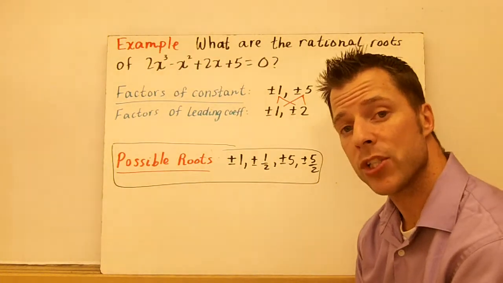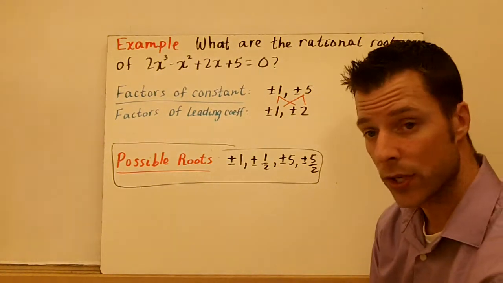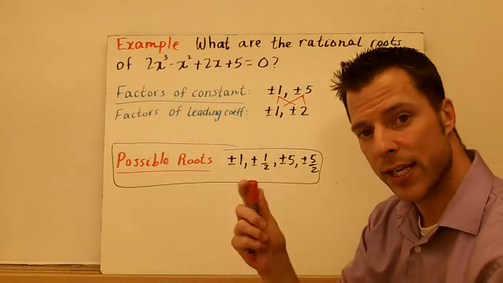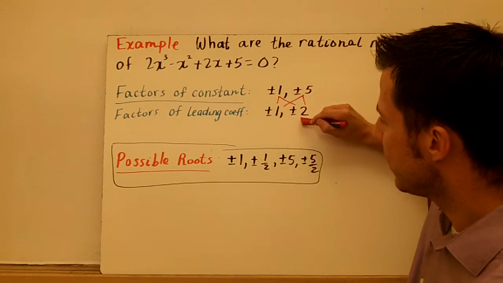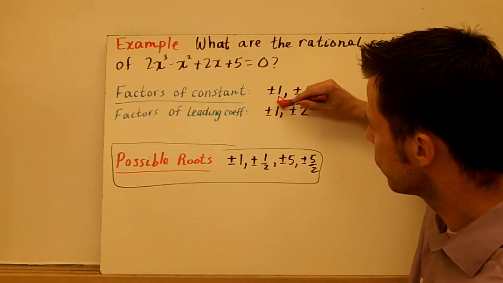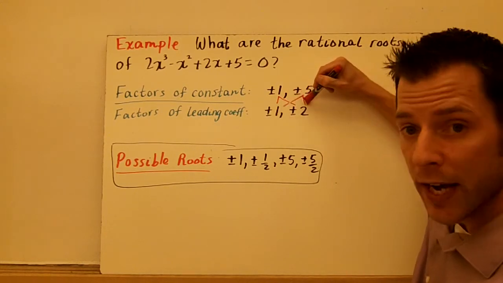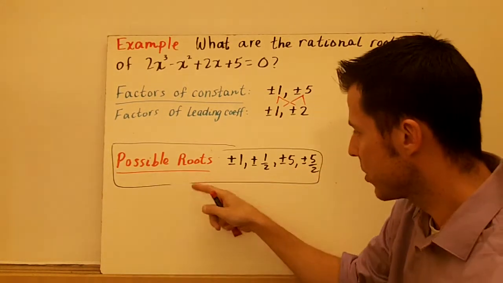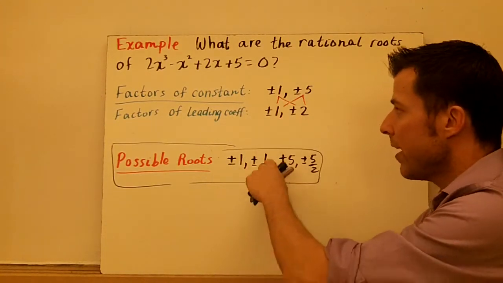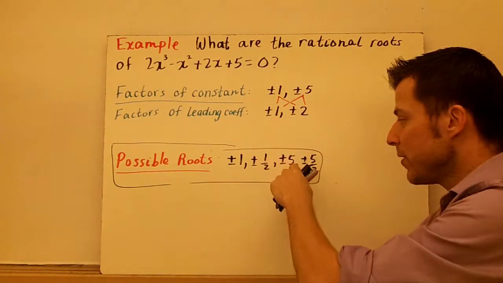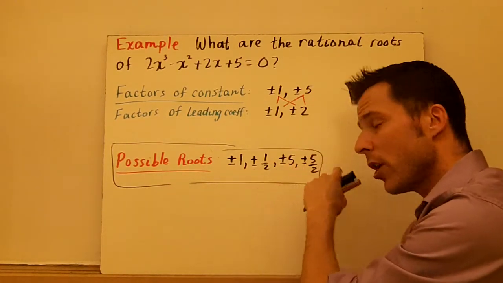Now, you really can just leave off the plus and minuses until the end if you're getting confused. But the idea here is I kind of make a spider web. Each of these constants has to be divided by each of these leading coefficients. So 1 divided by 1, 1 divided by 2, 5 divided by 1, 5 divided by 2. And those are the possible roots. 1 divided by 1 is 1. 1 divided by 2 is 1/2. 5 divided by 1 is 5. 5 divided by 2 is 5/2. And just put plus or minus with all of those.